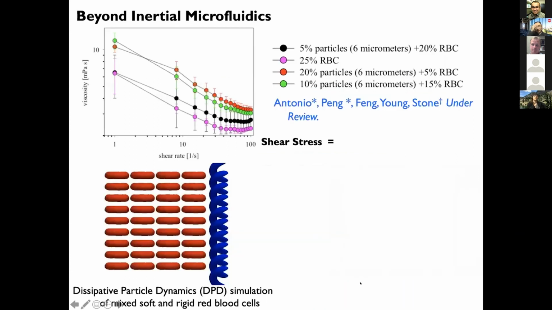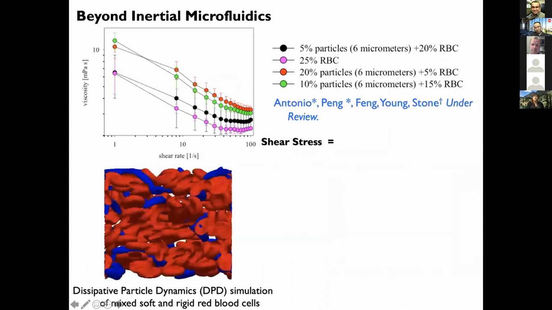So finally, I mentioned at the beginning that sickle cell disease is a devastating disease. Recently, we also worked on that, using a rheometer to measure, for example, how changing the red blood cells, mixing healthy red blood cells with certain rigid sickle cells or rigid beads, changes the rheology of the blood. Then we worked with Howard Stone at Princeton. Then we did a simulation.